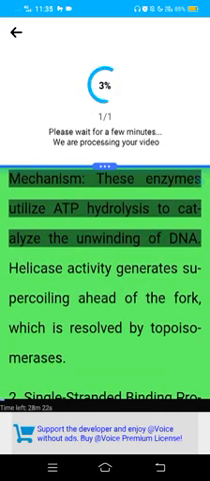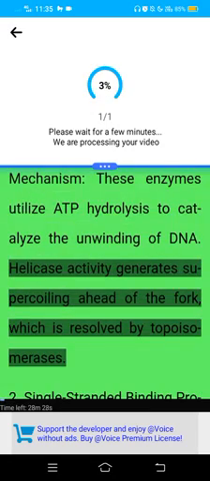Mechanism: These enzymes utilize ATP hydrolysis to catalyze the unwinding of DNA. Helicase activity generates supercoiling ahead of the fork, which is resolved by topoisomerases.